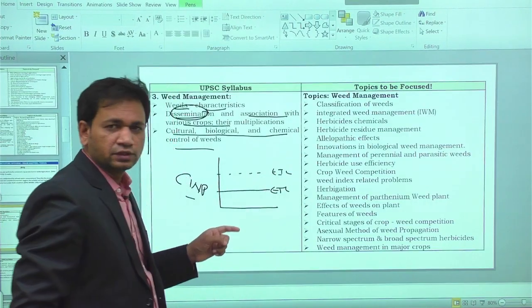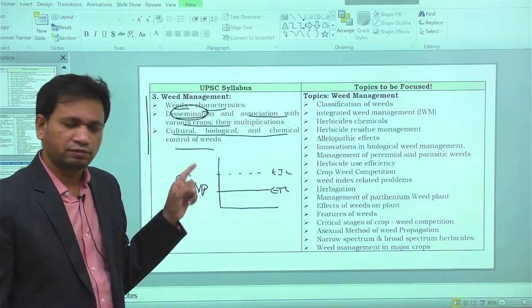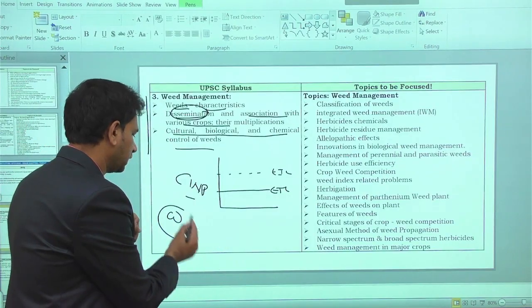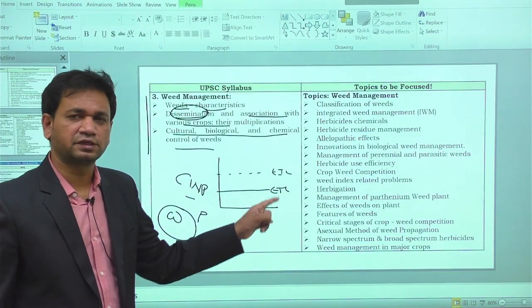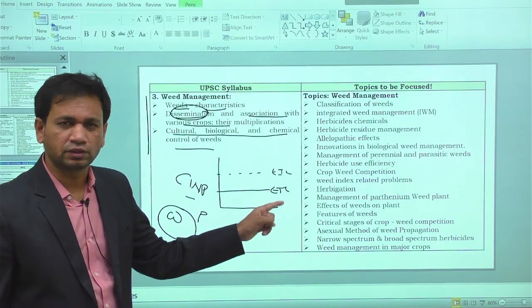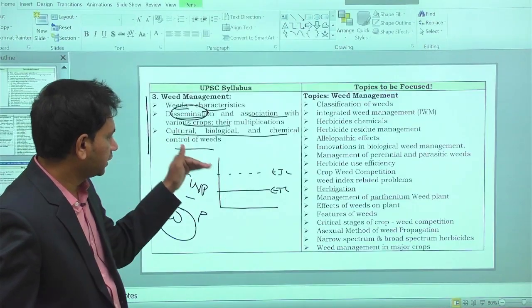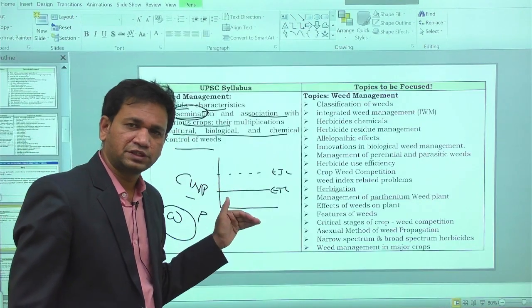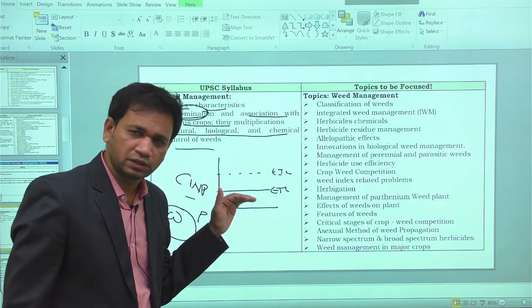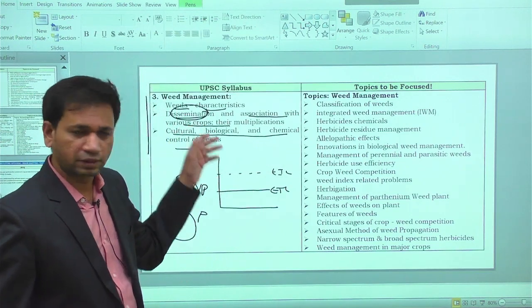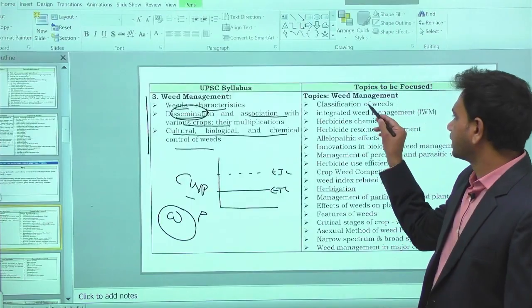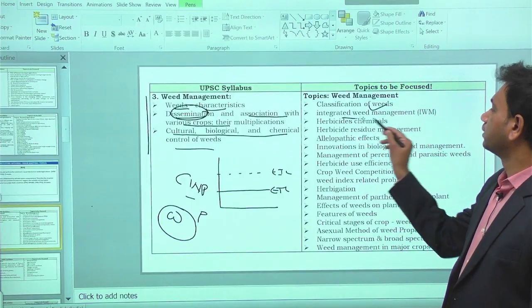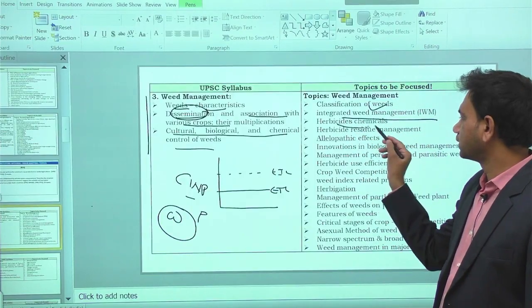level, right? Because all the weeds can be called pests here. That is the reason we are using the terms economic threshold level and economic injury level. In these cases, we are keeping the population of weeds well below the economic threshold level with the help of the above practices. So in the classes, we will be discussing the classification of weeds, integrated weed management. Then we are having herbicide chemicals.